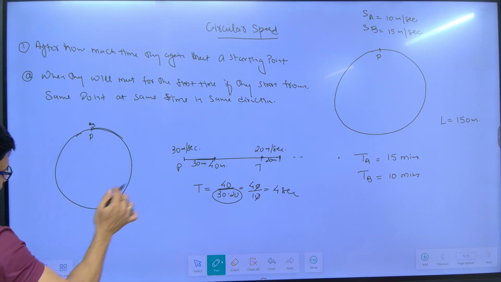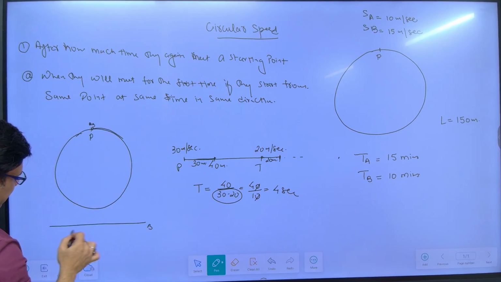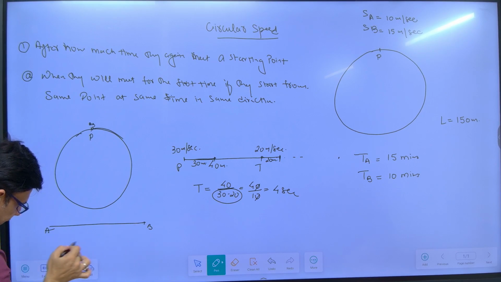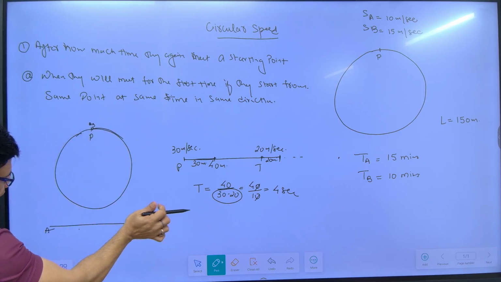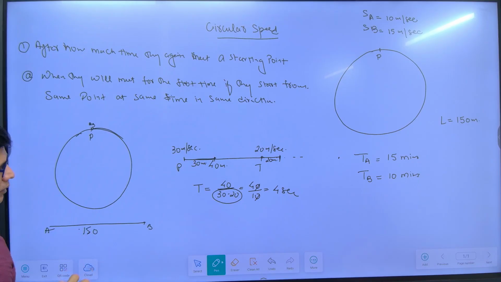Open this out, son. When you open this, B is here, right? A is here, but B has to run back and come here, and A is also running, so it is a case of circular motion. So the relative distance between them when you open this is what? 150 meter, which is the length of the track.